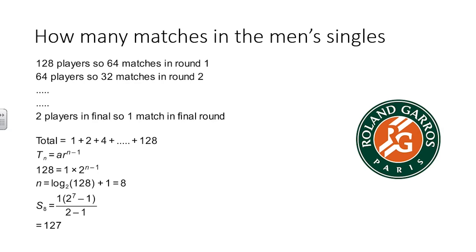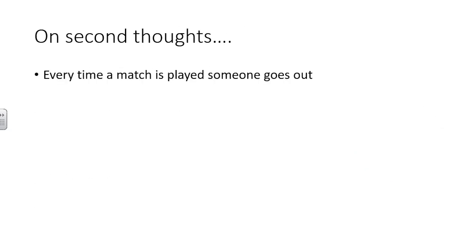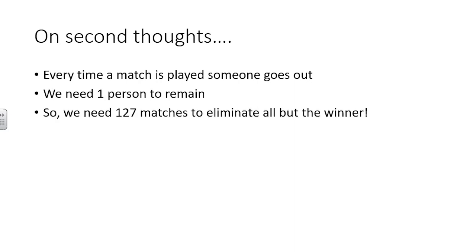Now, there's a much easier way of confirming this and, in fact, of doing it, and that's to appreciate that every time a match is played, someone gets knocked out. We've got 128 people, and we want only one of them to remain. So we need 127 matches to eliminate all but the winner. Again, I think a nice logical argument to support a mathematical calculation.